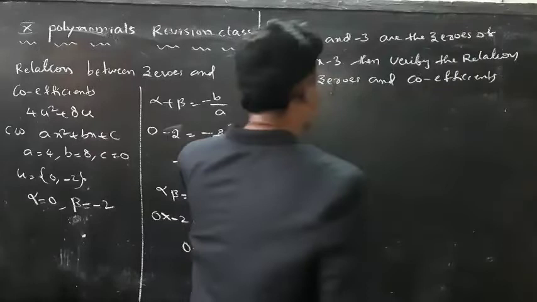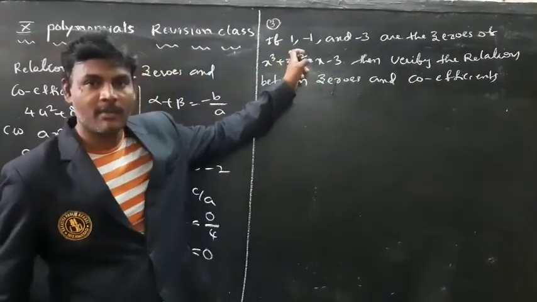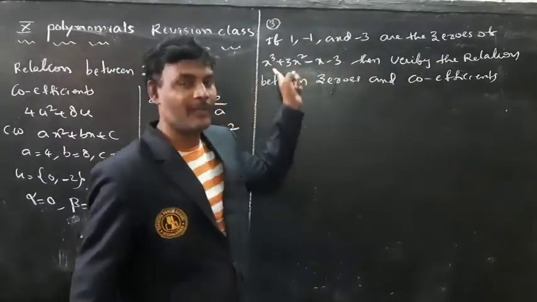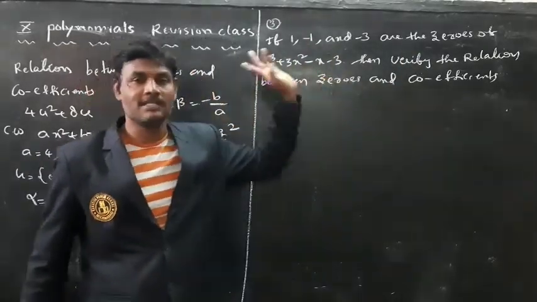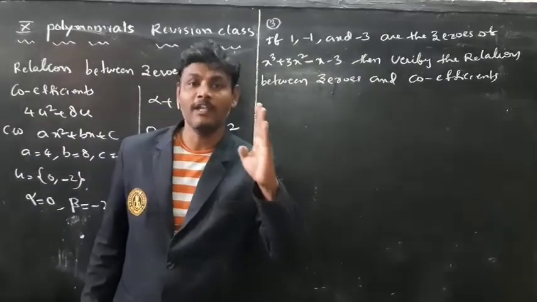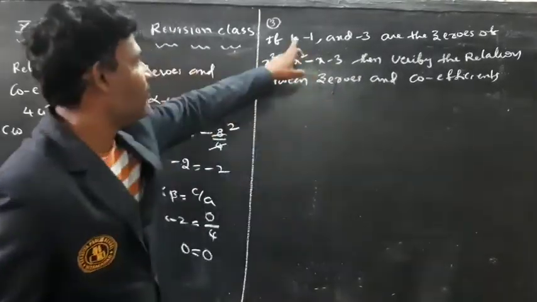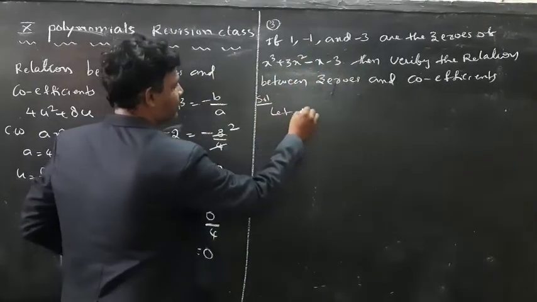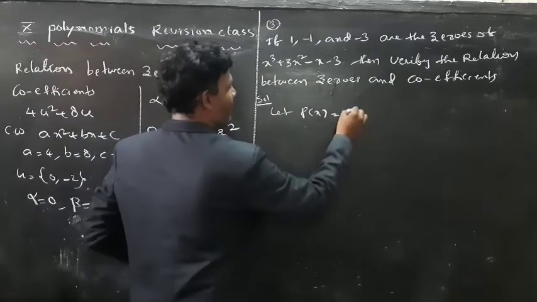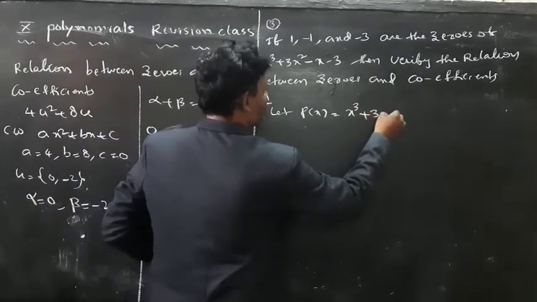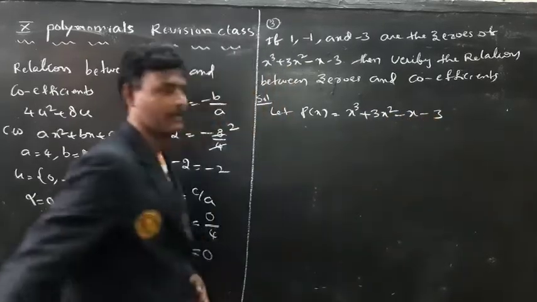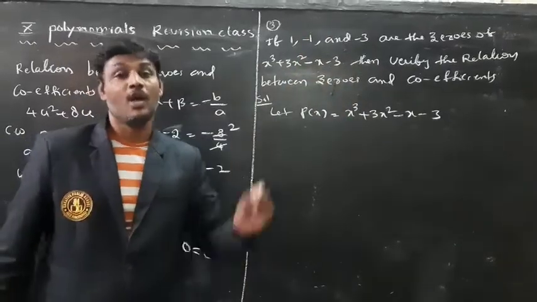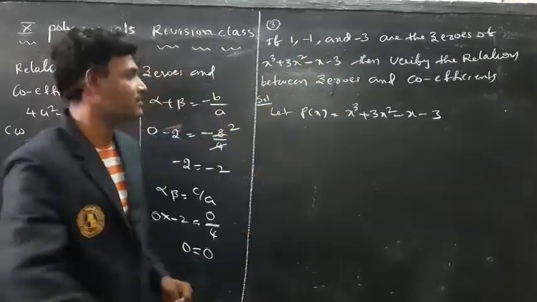So here is the third question in division class. If 1 comma minus 1 and minus 3 are the zeros of x cube plus 3x square minus x minus 3, verify the relation between zeros and the coefficients. Here what is the degree of the given polynomial? 3. Solution. Let p of x is equal to x cube plus 3x square minus x minus 3. Degree of the given polynomial is 3. So it is a cubic polynomial. A cubic polynomial contains 3 zeros.